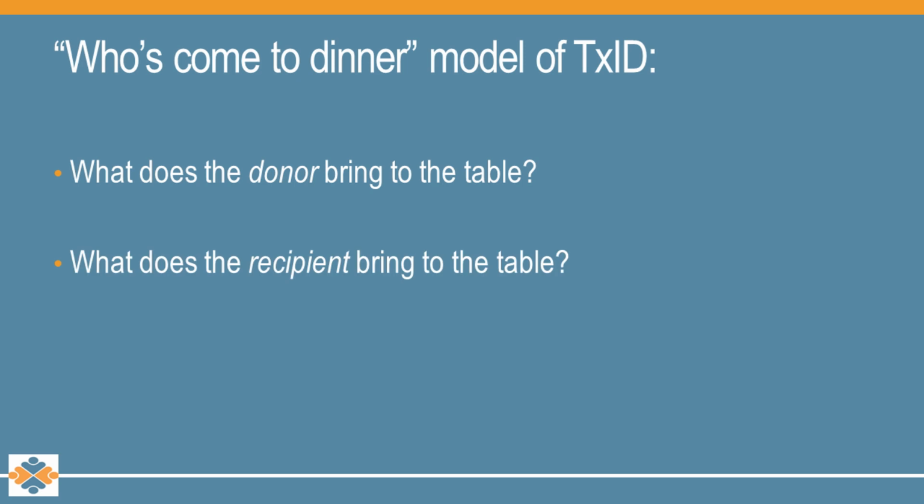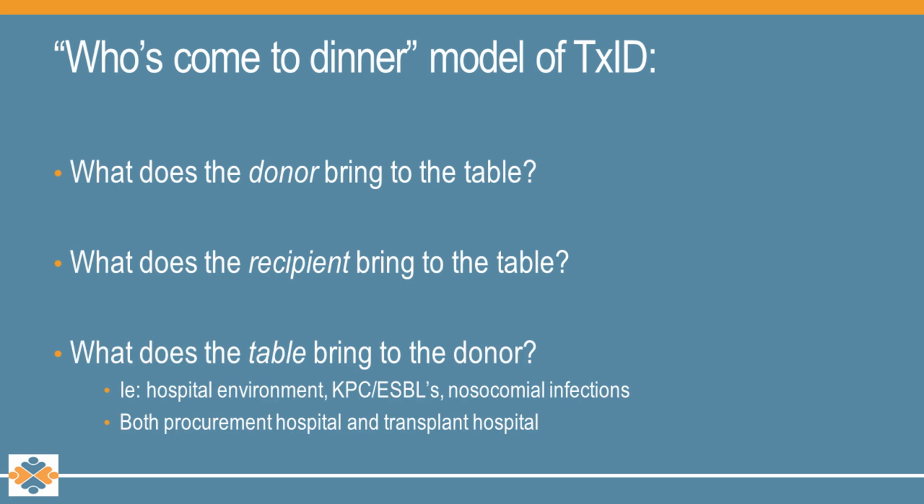The second thing is, what does the recipient bring to the table? This factors in, does the recipient already have hepatitis? Do they have a history of latent tuberculosis? Have they traveled to cocci endemic areas? Are they a cystic fibrosis patient with lots of drug-resistant bacteria? The third thing that's a little less expected is, what does the table bring to the picture? By that I mean, what's the environment where the procurement and the transplant actually took place? Is there something unique to that situation, recognizing that this is a multiple step surgery that brings something unique?